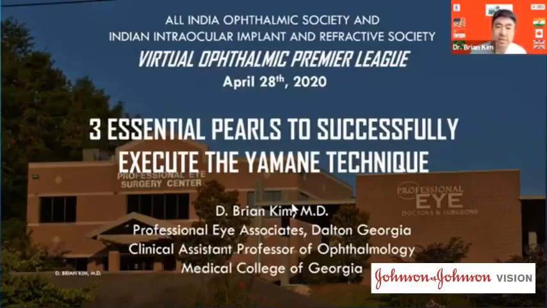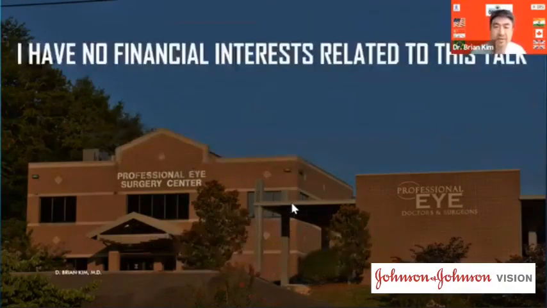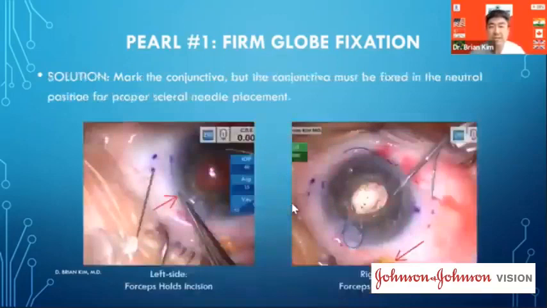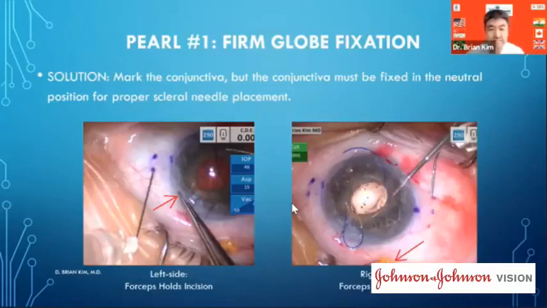So I'm going to discuss 3 essential pearls, in my opinion, to successfully execute the Yamani technique. Pearl number 1: some of the criticism of the Yamani technique is the unpredictability of the lens placement. The problem is that marking of the conjunctiva is insufficient because the conjunctiva can move and cause inaccurate needle placement. So marking the conjunctiva is important, but the conjunctiva must be fixed in position for proper scleral needle placement. You can see on the left side here, the forceps is holding the incision, and on the right side, the trocar is being held.